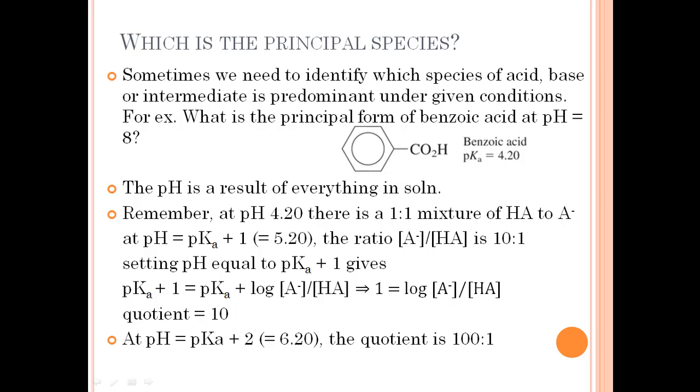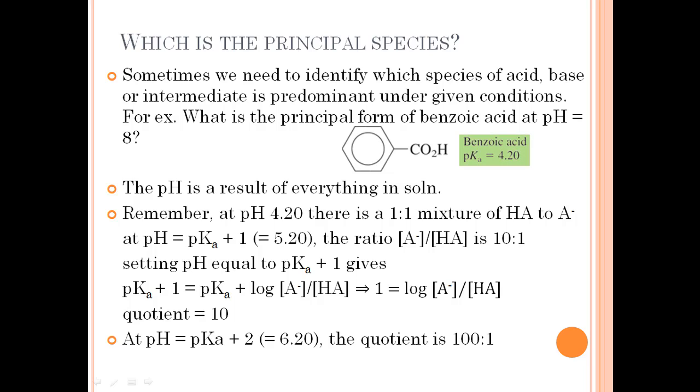And remember, the pH is 8 because it just happens to be 8. I mean, the pH is a result of everything in the solution. It could be that you added some NaOH, so it made it 8, or you added a phosphate buffer. It doesn't matter how it got to 8, it just happens to be 8. So we have to find out what is the principal species in this solution.